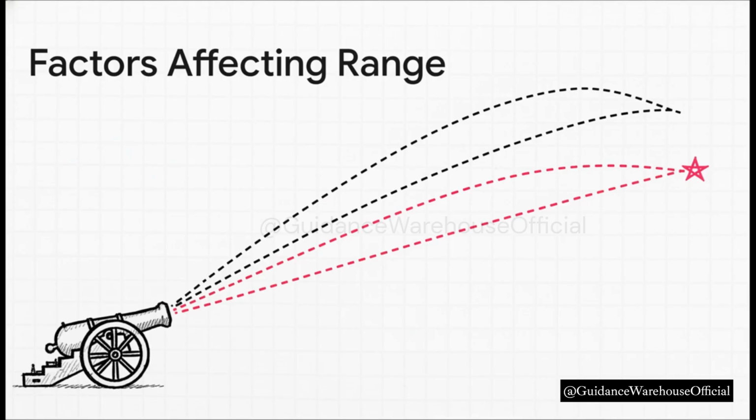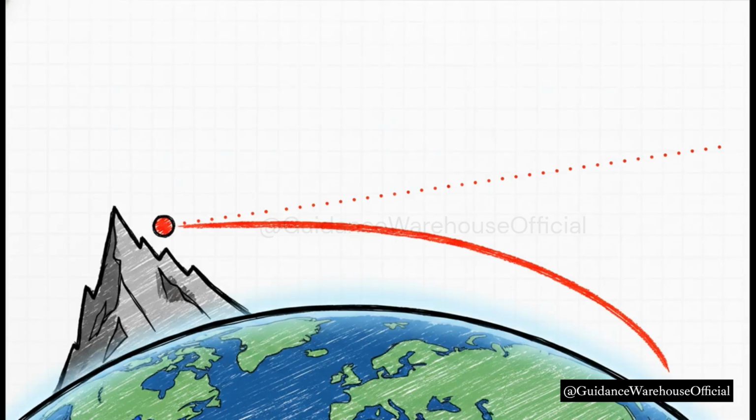So what determines the range? Well, it mostly comes down to two things: how fast you launch it and the angle you launch it at. And here's a neat little fact for you. If we ignore air resistance, you will always get the farthest possible distance by launching something at a perfect 45-degree angle. Now let's take this whole idea and push it to the absolute limit.